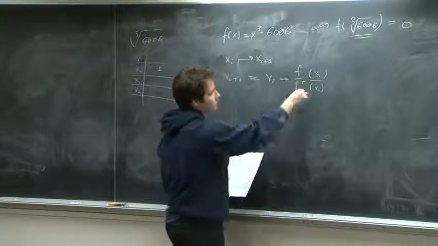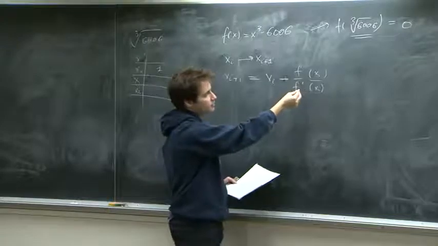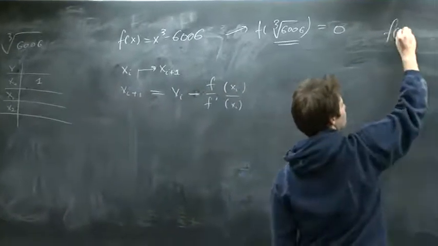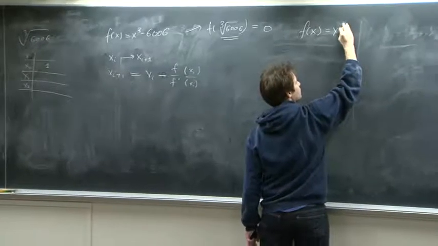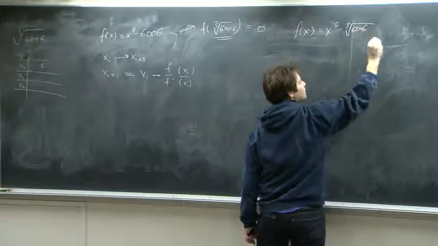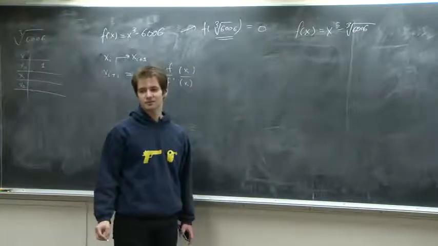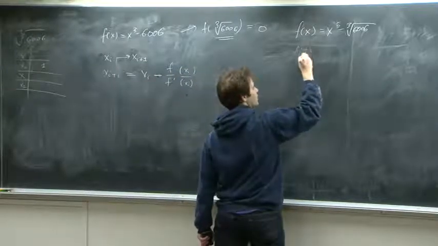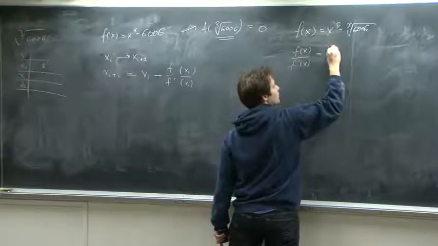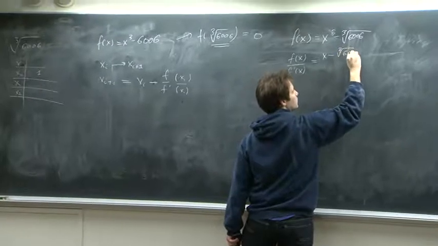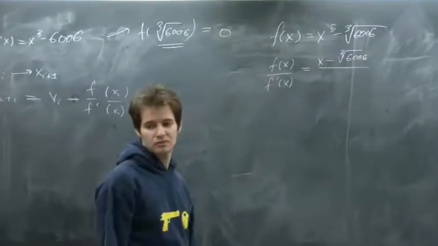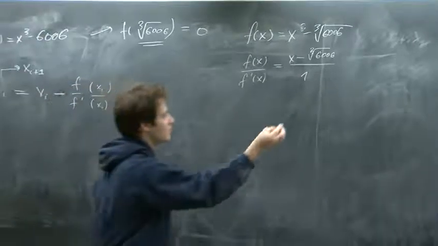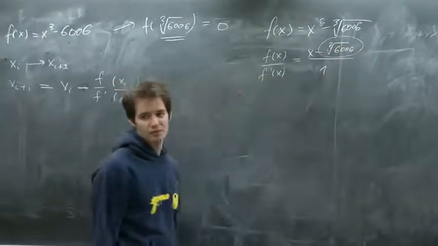Okay, so this is what we need to compute, right? You start with an approximation and you have to subtract this. So this has to be easy to compute. What if I chose instead a very nice function, x minus the square root of 6006? This is clearly 0 where I want it to be, right? But if I'm trying to compute the successive approximations, f of x over f prime of x is x minus the square root of 6006 over, what's the derivative of this? 1. So I haven't done anything, right? In order to compute the successive approximation, I have to know this number. So this doesn't get me anywhere. That's why it's a bad function.